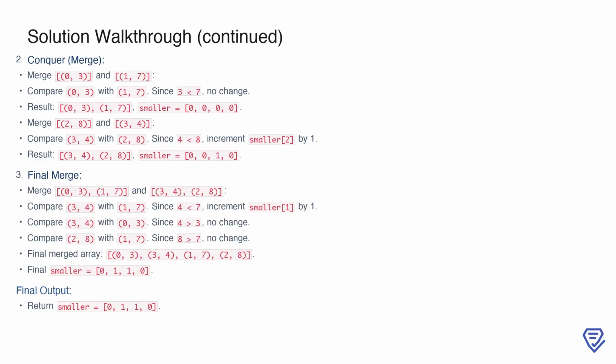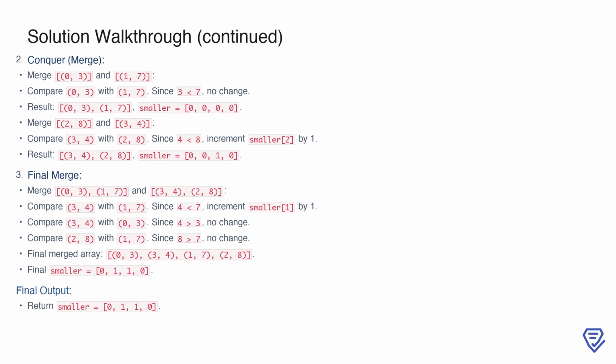Next, we merge [2, 8] and [3, 4]. Here, 4 is less than 8, so we increment smaller[2] by 1. The merged result is [3, 4, 2, 8], and smaller is updated to [0, 0, 1, 0].